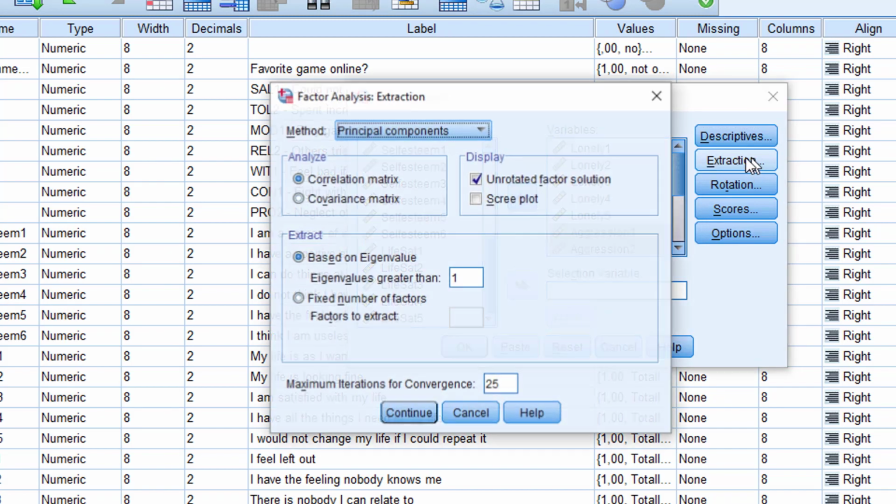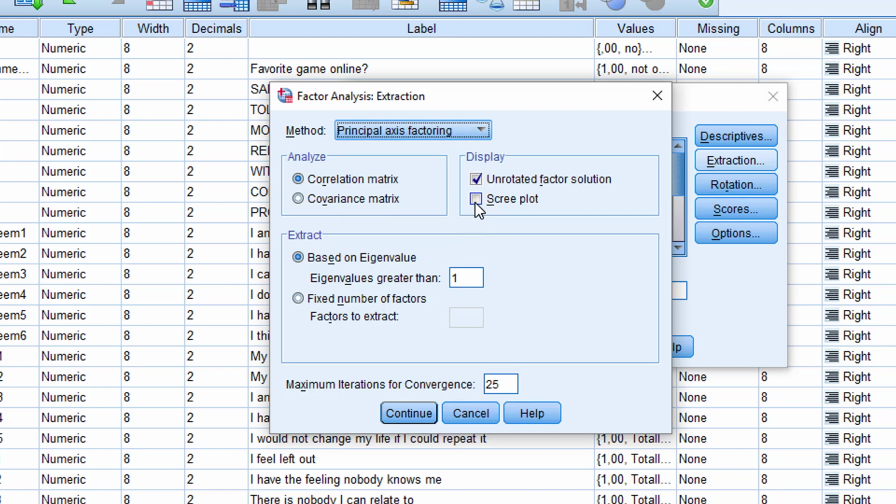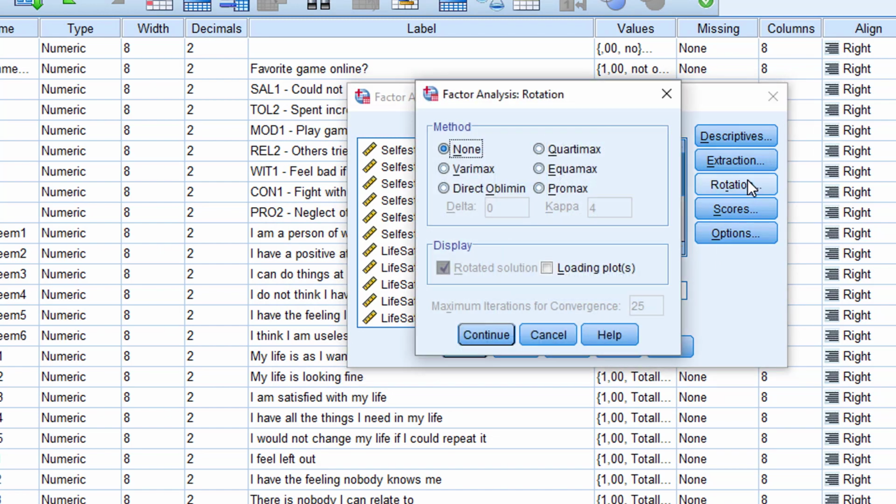My extraction method will be a factor analysis method, which will be principal axis factoring. I also want to see the scree plot next to the factor extraction based on an eigenvalue greater than 1. My rotation method will be an oblique method because I do assume that there might be some relationship between my two factors, so I will check for direct oblimin. If you have very good reasons to assume that there is no correlation between the factors that you expect, then you would go for an orthogonal option like Varimax.